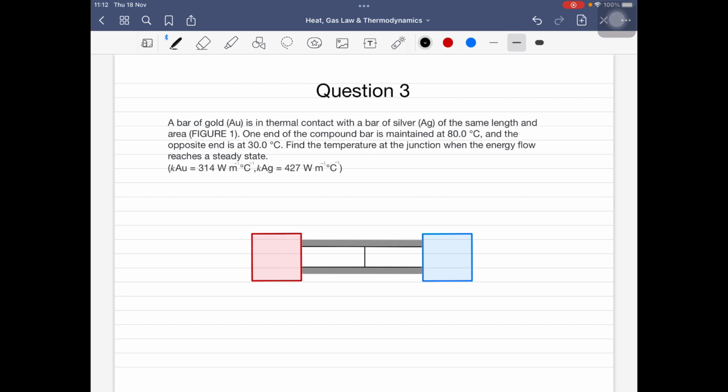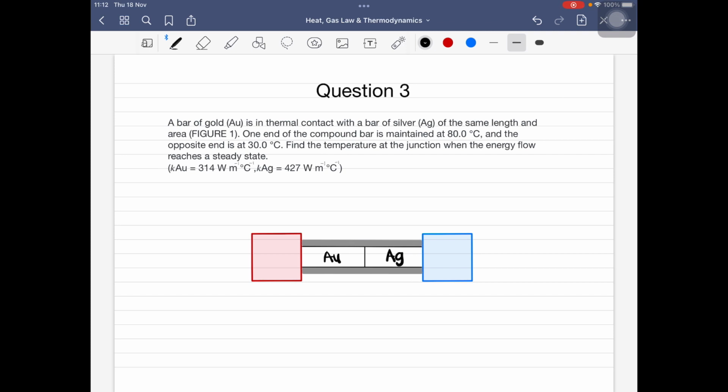So over here we have question number 3. It says that a bar of gold is in thermal contact with a bar of silver of the same length and area. So here in the middle we have two metals. The first one is the gold, and the other one is silver. I'm going to label gold as Au, and here is the silver.